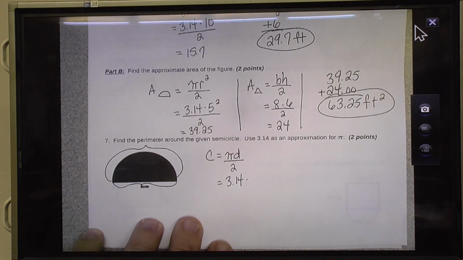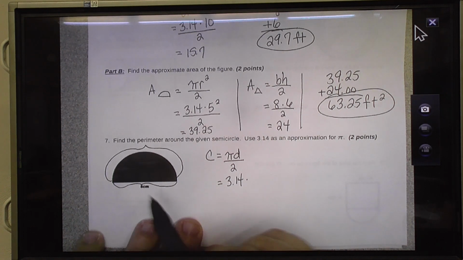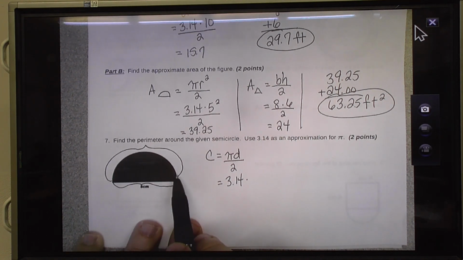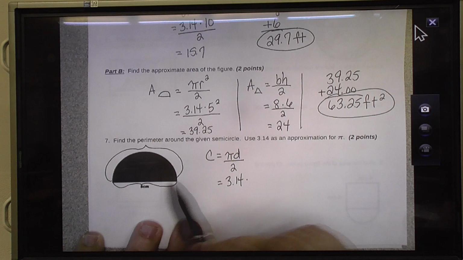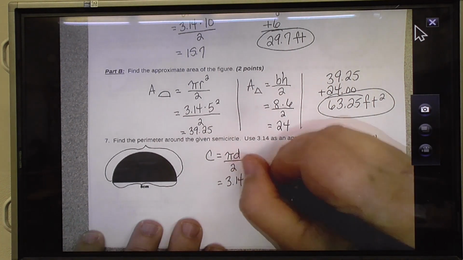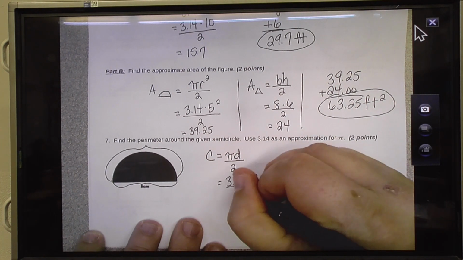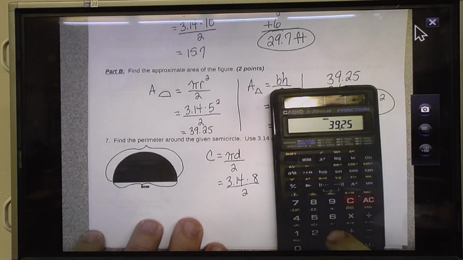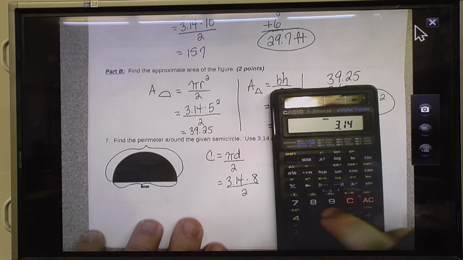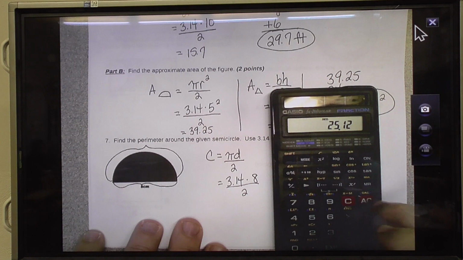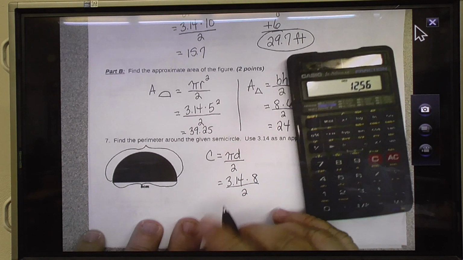What's the diameter on this circle? 8 centimeters. Yeah, it goes all the way across the circle. If we had a whole circle right here, that would go from side to side. So it's going to be an 8, and we're going to divide that by 2. So 3.14 times 8 gives us 25.12, divided by 2 because it's a semicircle. So that is equal to 12.56.